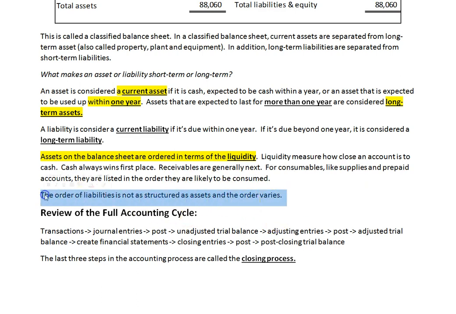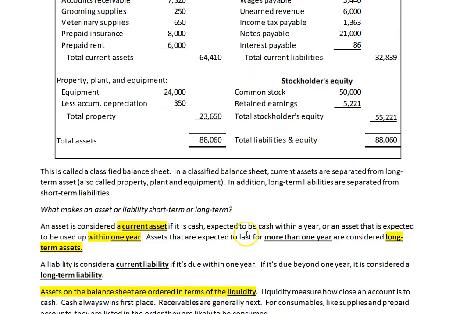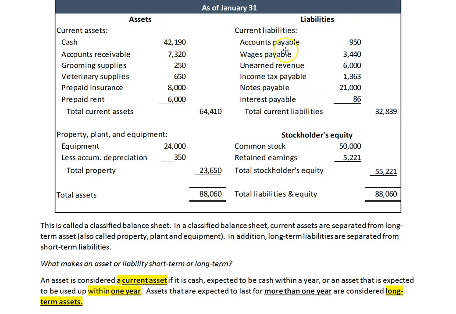The order of liabilities is not as structured as that of assets. Some list it in order of their due dates, so how close they are to being due. Some do it in terms of size, so there's not as set and as common of a technique as there is for assets, but assets are definitely in order of liquidity.